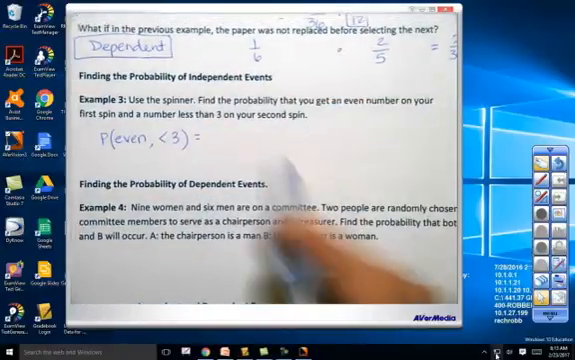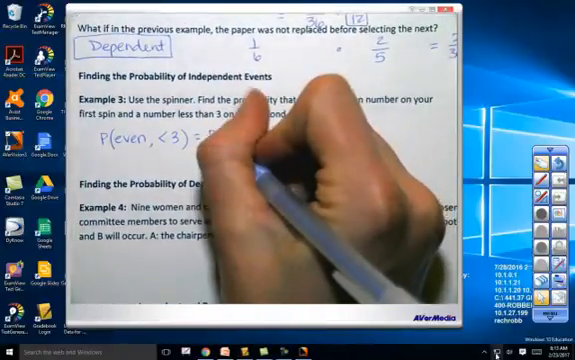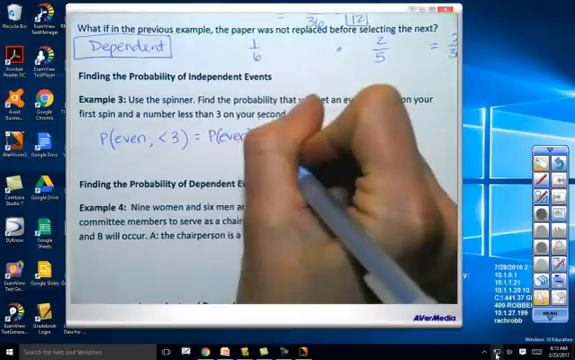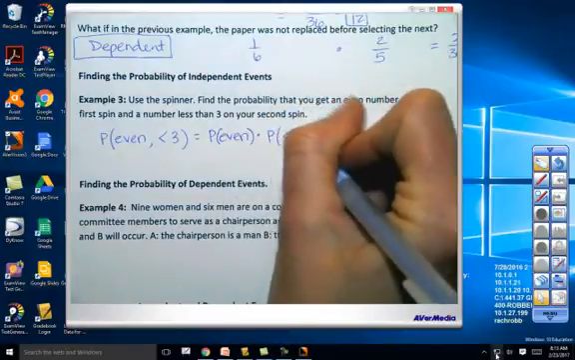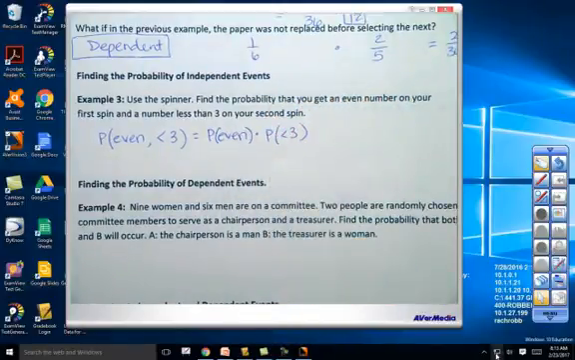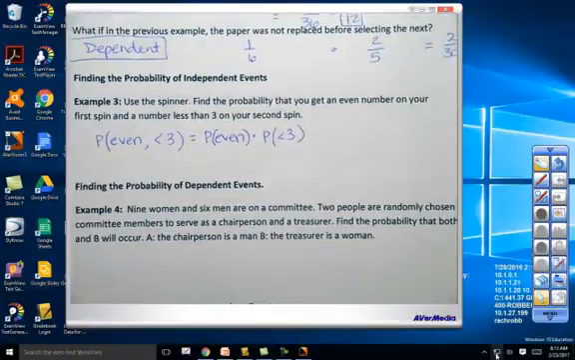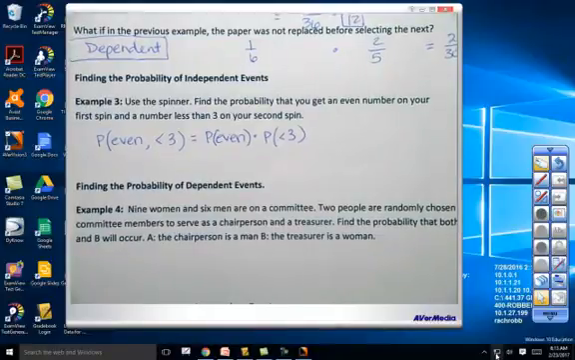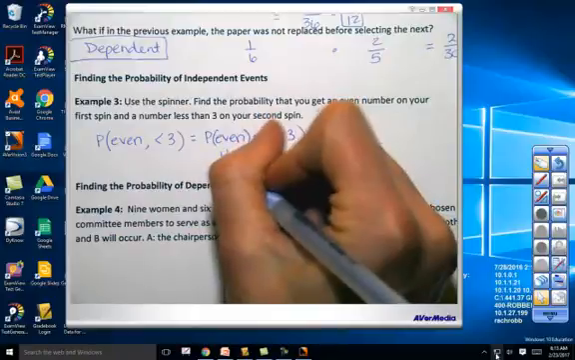Okay? And so what we get to do is just find the probability of an even and multiply it by the probability of getting less than 3. So what is the probability that we get an even? Look at your spinner. Jenna, when you're ready, let me know. What's the probability of getting the even? 4 out of 8. Okay, 4 out of 8.